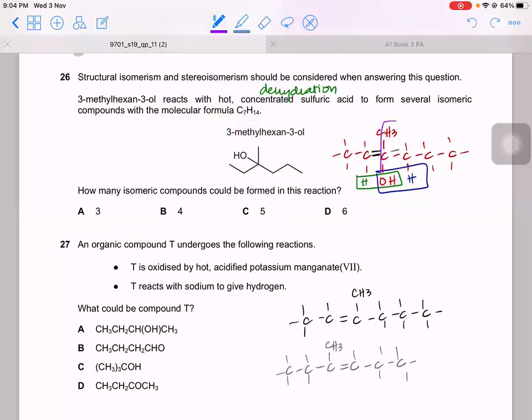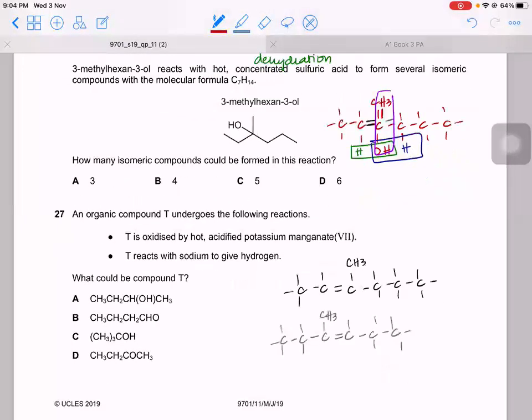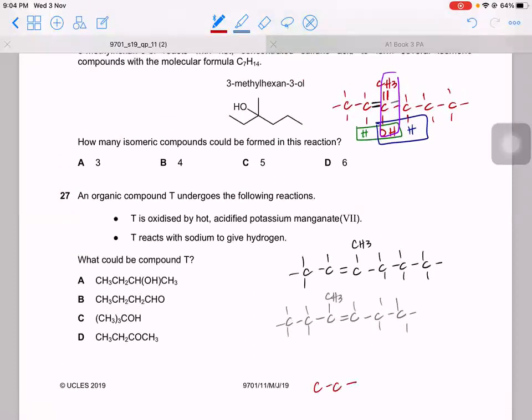So this can be lost as well. And the double bond can come where? It can come here. So that's the third possibility. So that's C, C, C, double bond CH2 now. And then you have a C, C, C. Yes? 1, 2, 3, 4, 5, 6. So this is the other possibility.